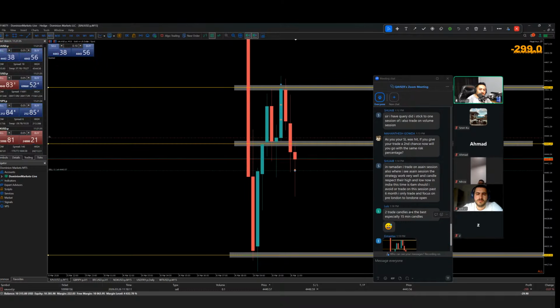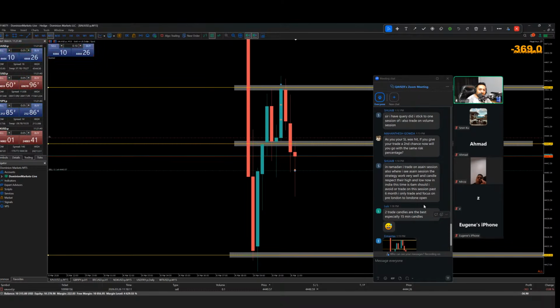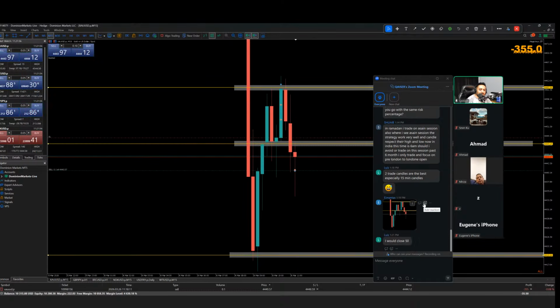So what is this? I am in Ramzan. I trade on Asian session also, where I see the strategy works very well and candles respect their high and low. Now in India this time is 6 a.m. Should I avoid or trade on this session? Past 6 months I only trade on focus. Actually, you just need to choose a session whatever suits your life schedule. It's simple. It's really simple. Just choose a session whatever suits your life schedule. That's it.